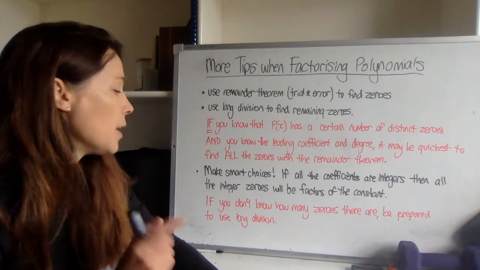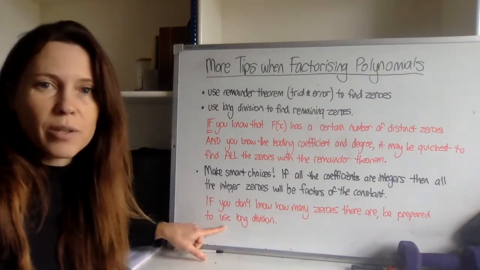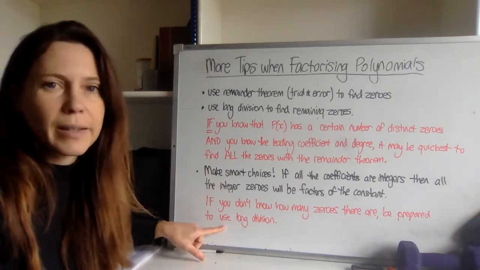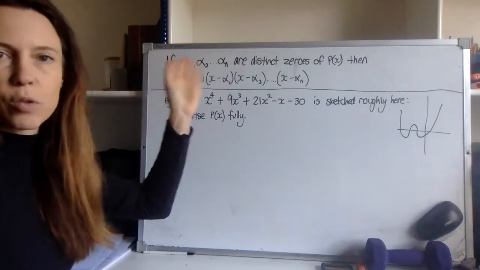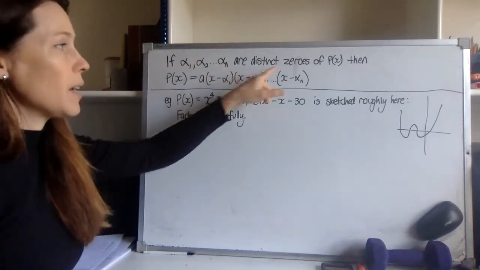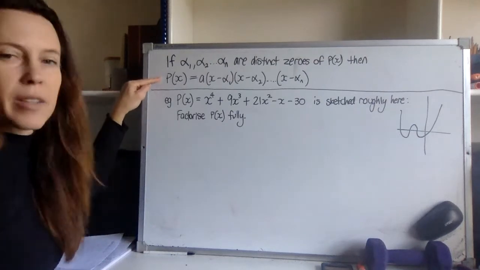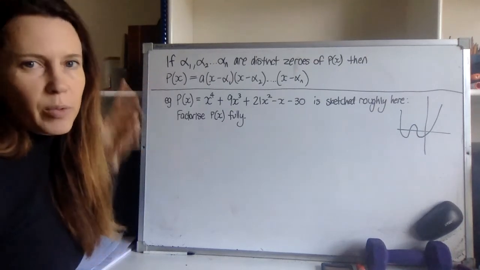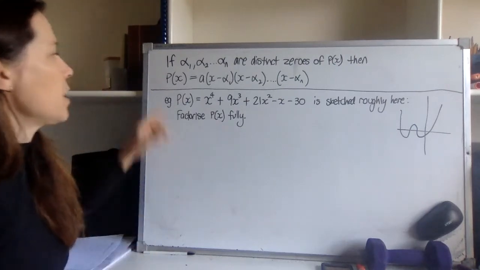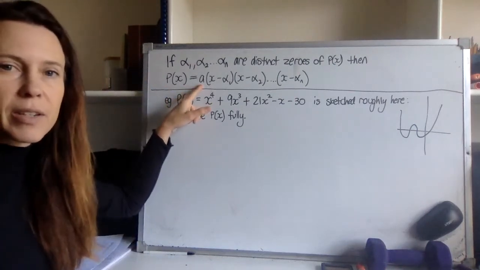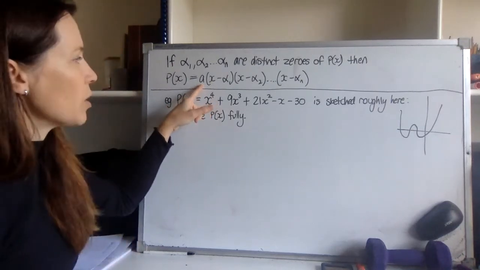But this is going to help us a lot because we can make much better choices now with our trial and error. Now, if you don't know how many zeros there are, be prepared to use long division because you might be looking for something that's literally just not there. So then if we know that, say, alpha 1, alpha 2, all the way up to alpha n are distinct zeros of some polynomial, then we can always arrange it in this form. And we've done this already quite a bit with quadratics and with cubic curves and with some quartics. But the really important thing to note here is the leading coefficient, a, which needs to sit out the front when you're doing your working here.